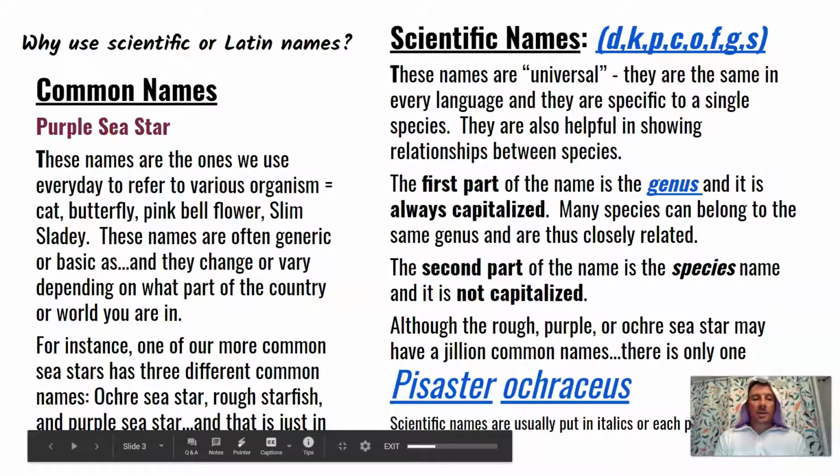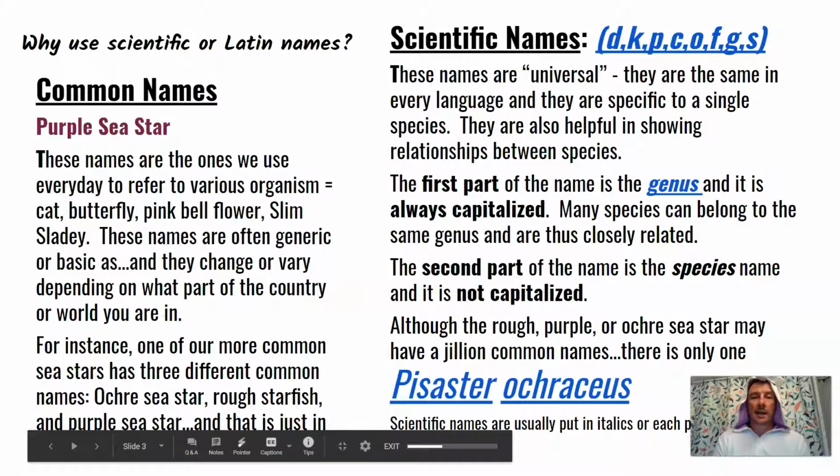These names are kind of generic and basic, and they also vary depending on the part of the country, state, or region you're in. So there are three different names for our purple sea star. It's called the ochre sea star, the rough starfish, and also the purple sea star. Depending on what book or publication you get, those names may change, and you may think you're talking about a different organism when you're actually talking about the exact same thing.